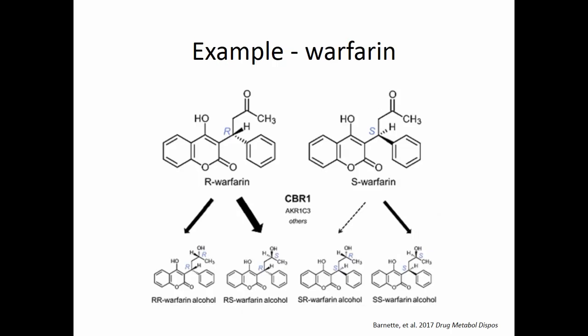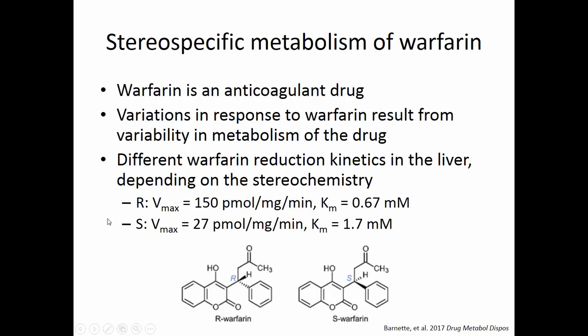One example of stereospecificity in drugs is warfarin, where we have either R or S warfarin. These are drugs that have been used as anticoagulants. There's variation in response to warfarin, and that results from variability in the drug's metabolism, in how we metabolize the drug. There are different warfarin reduction kinetics, and the first step in metabolizing warfarin is the reduction of warfarin at a certain spot. The different kinetics depend on that stereochemistry.